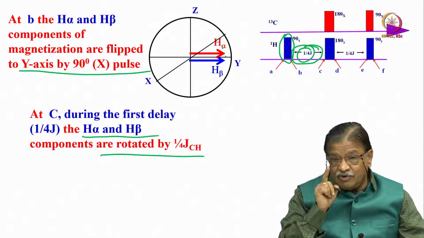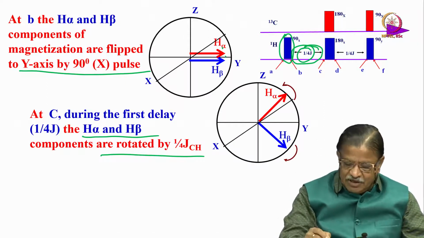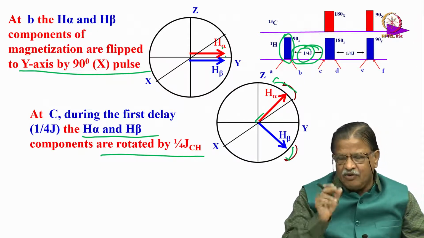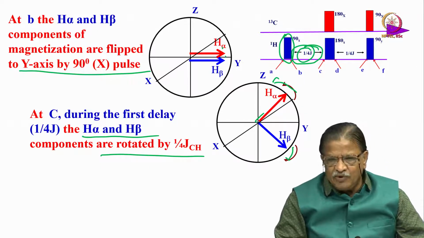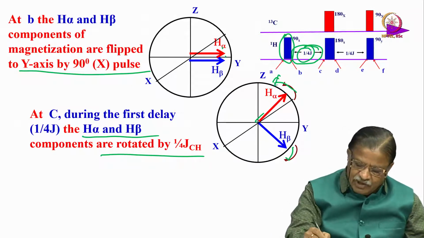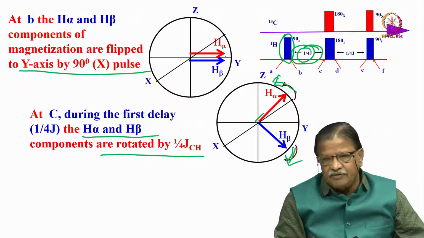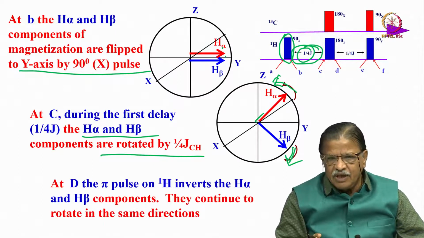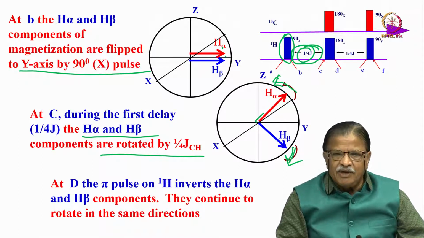Remember, it is just 1/4J. 1/4J means H alpha is going like this, the other is like this. We are going to call these the fast moving and slow moving components. One starts moving like this, the other starts moving like this. They are at 1/4J. That's fine. Now what is going to happen?